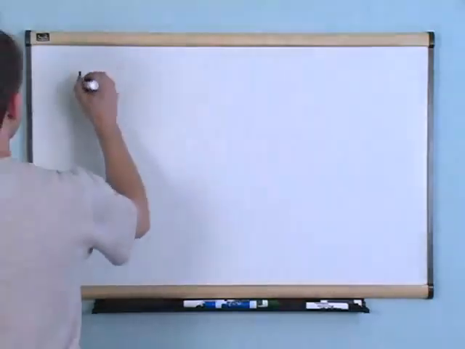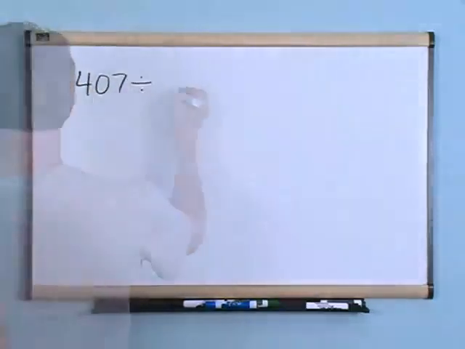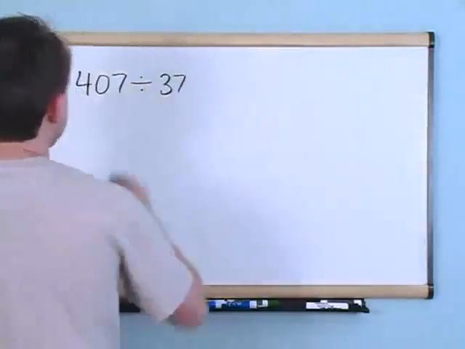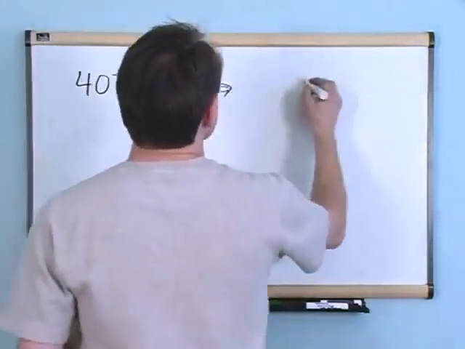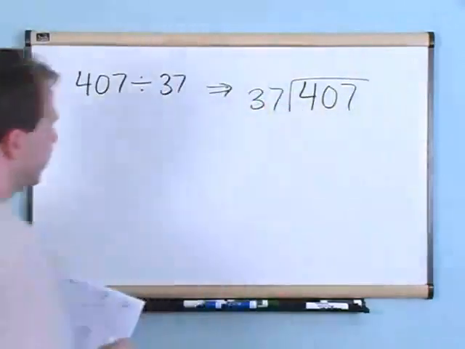Okay. These are going to be, I think, challenging problems. Let's say you have 407 divided by 37. So all you do is you take your 407, put it under the house, and you're dividing by your 37.